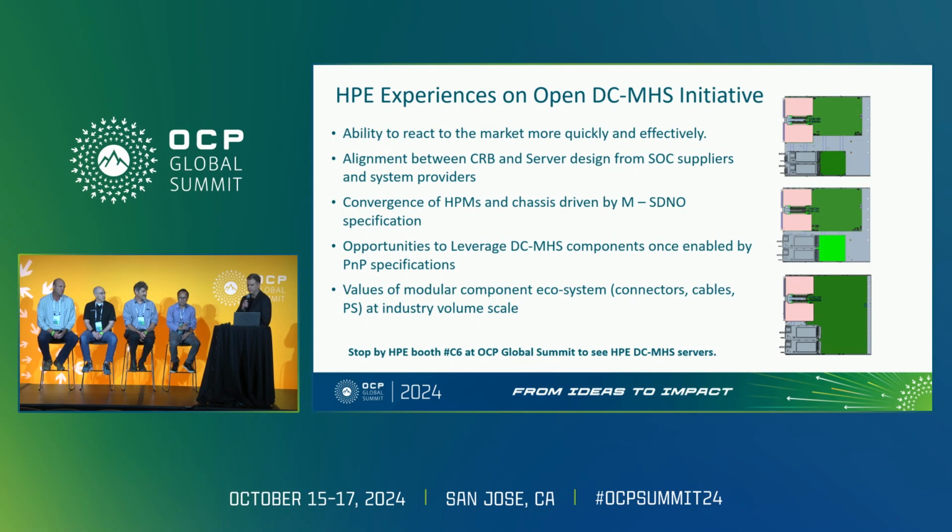Can you talk a little bit about HPE's specific thoughts around MHS and specifically how it helps you enter new markets? So I mean, as you can see, I think the open initiative, I believe HPE as a system provider, I believe we recognize that it gives us the ability to react to the market more quickly and more efficiently as well, right? Think of it, the idea of plug and play.